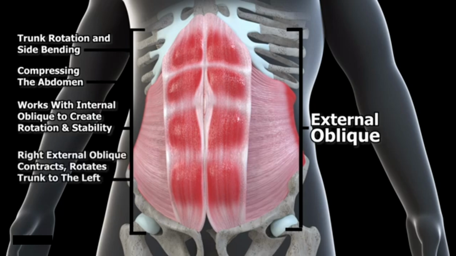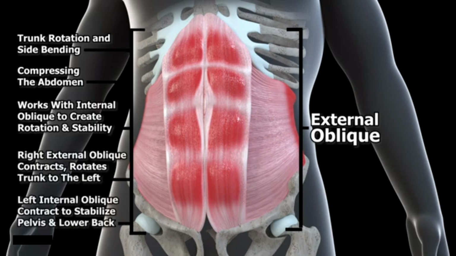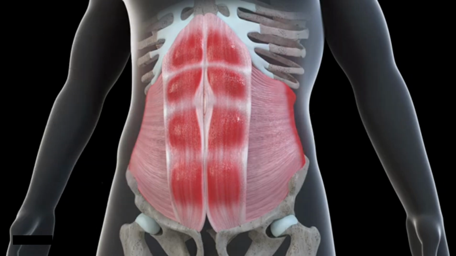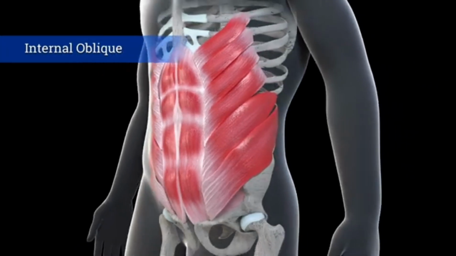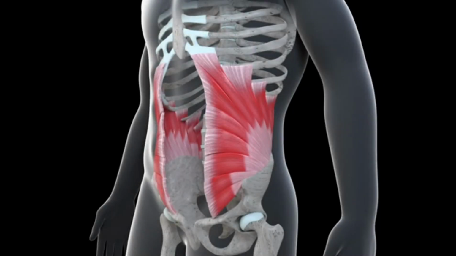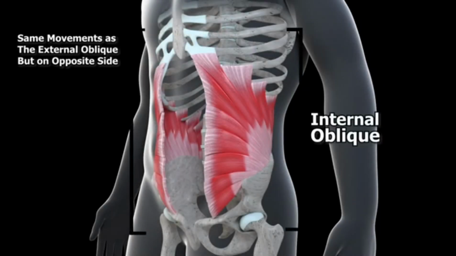When the right external oblique contracts, it rotates the trunk to the left, while the left internal oblique contracts to stabilize the pelvis and lower back. Finally, we have the internal oblique, which runs perpendicular to the external oblique from the iliac crest to the lower ribs. This muscle is responsible for the same movements as the external oblique, but on the opposite side.